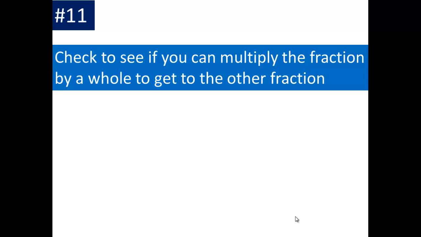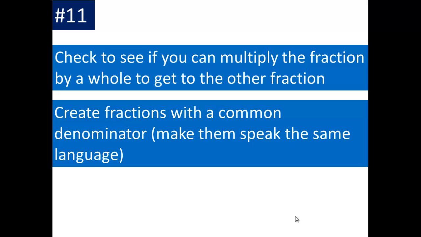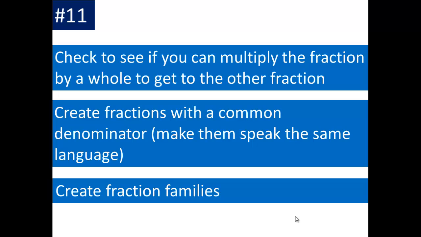So to sum up, 3 ways. If you have fractions and you want to check if they're equivalent, here are 3 strategies you can use. Check to see if you can multiply the fraction by a whole to get to the other fraction. Create fractions with a common denominator, also known as making them speak the same language. Or you can create fraction families. Hopefully that helped you understand and make better sense of number 11.